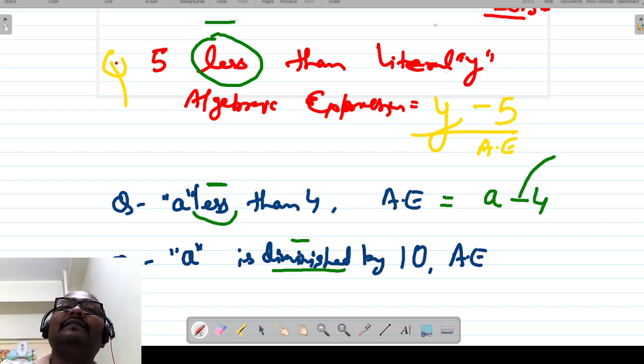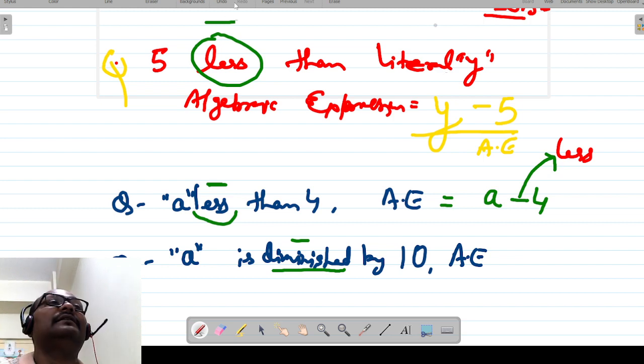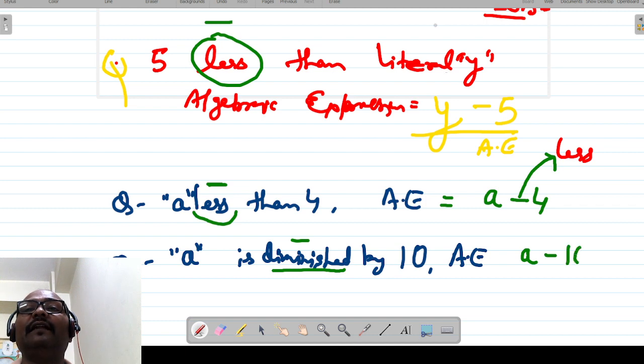This minus is representing less. And similarly, for the second question, a is diminished by 10, we can write the algebraic expression as: a, diminished means reduced, minus 10. This is the algebraic expression.